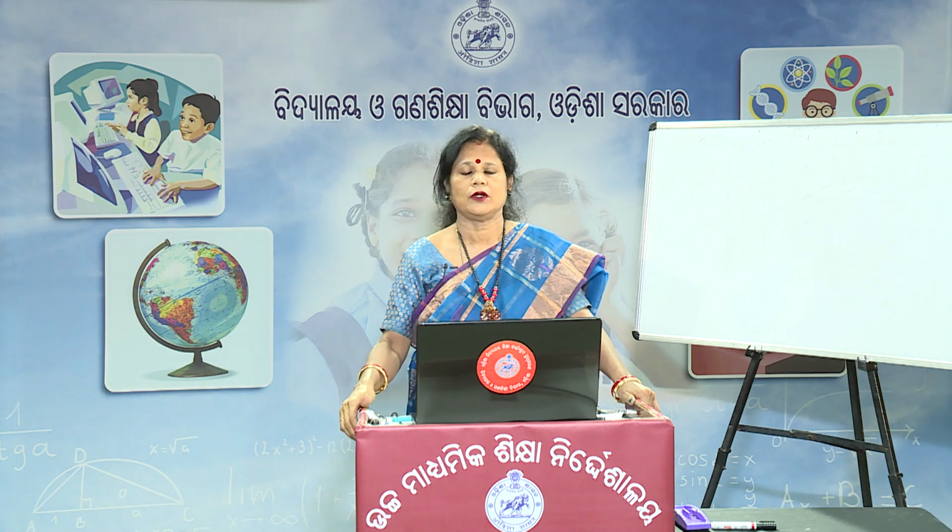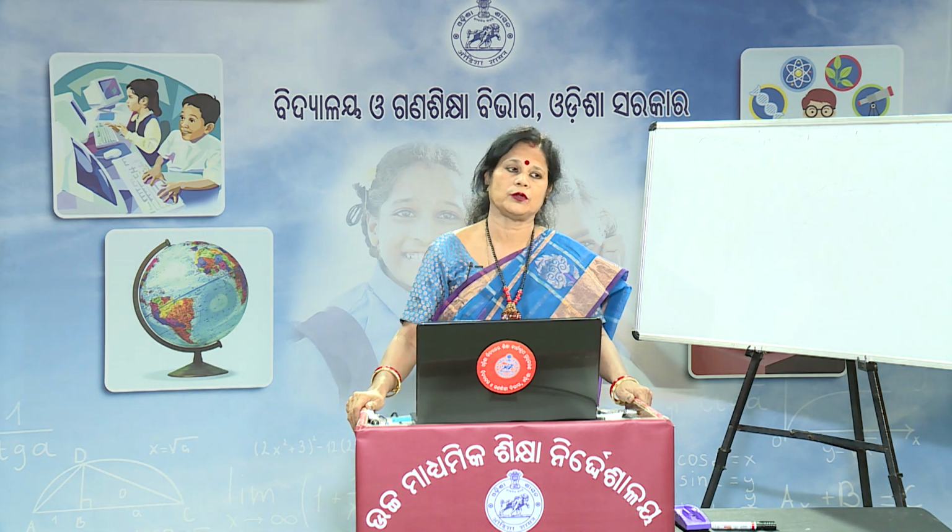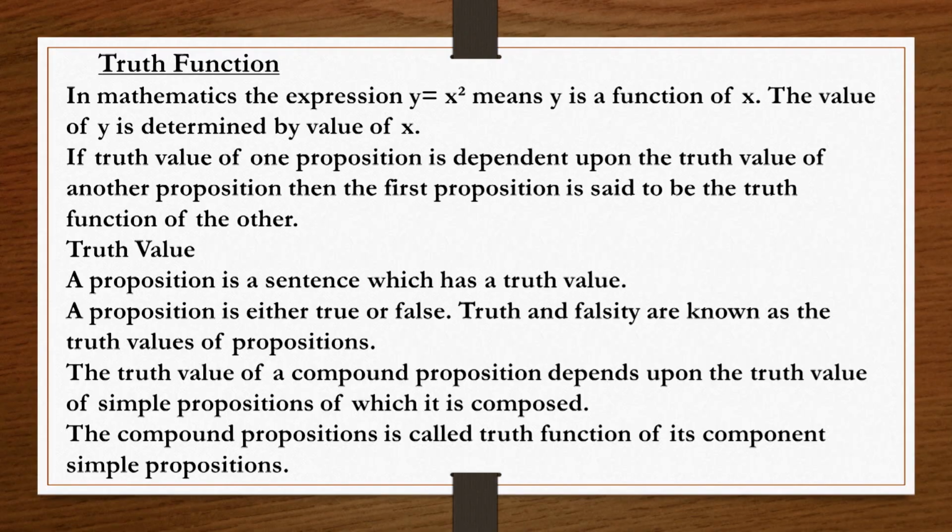Now what do you mean by truth value? What is the meaning of truth value? You know, a proposition is either true or false. So truth and falsity are the truth values of a proposition. A proposition will have one of the truth values. It cannot have both the truth values.